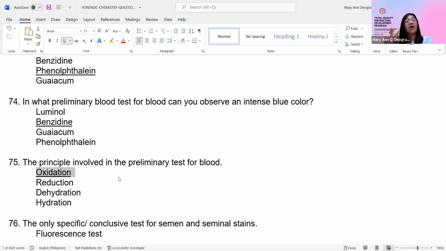So the word oxygen is where this oxidation originated. So oxidation means the addition of oxygen. A reduction kasi, you're going to reduce the compound. Dehydration naman, removal of water molecule yan. Hydration naman, addition of water molecule. So what we need is oxygen. So meaning oxidation. Oxy, from the word oxy. So oxygen.